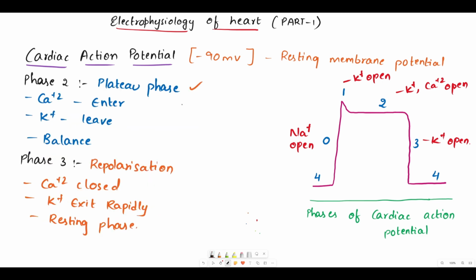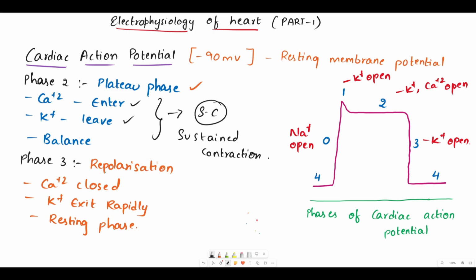In phase 2, which is the plateau phase, the calcium channels will be opened. So more calcium enters into the cell and the potassium channels are open, so more potassium will be leaving the cell. Potassium will be leaving out, calcium will be entering into the cell. So this will be creating the balance. Both movements are in balance with each other. This condition will be responsible for the sustained contraction to occur.